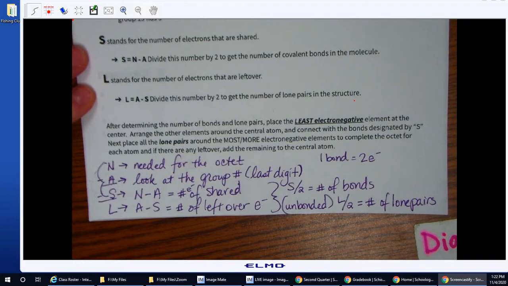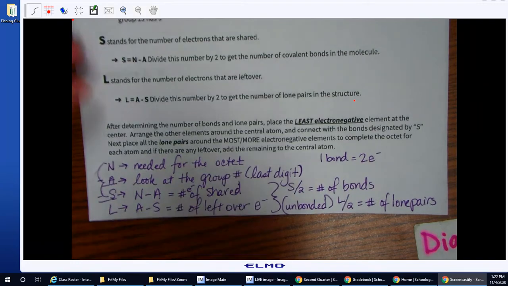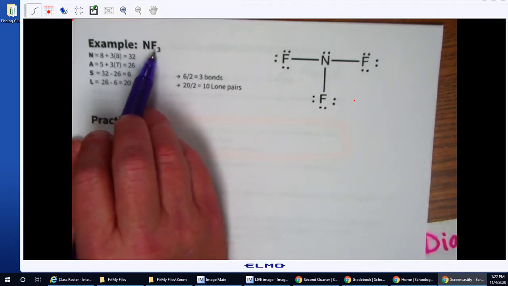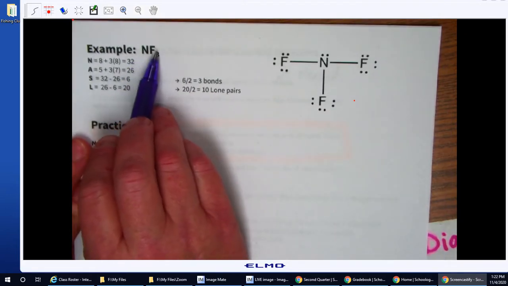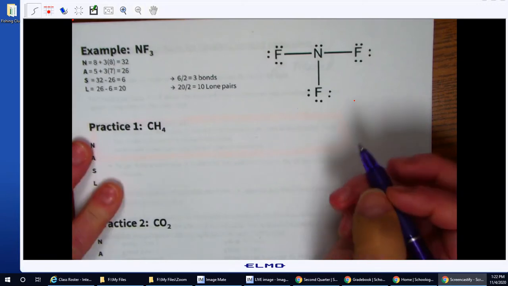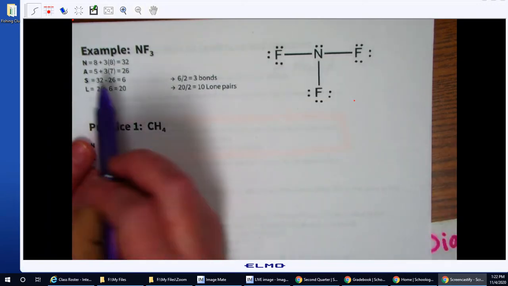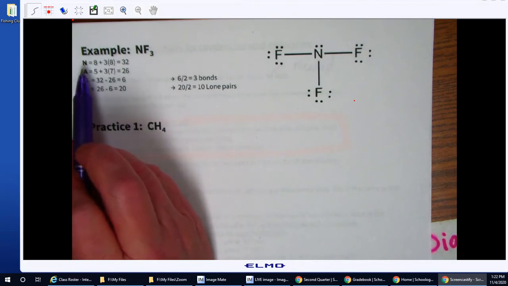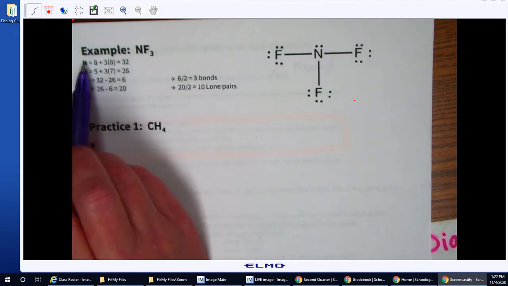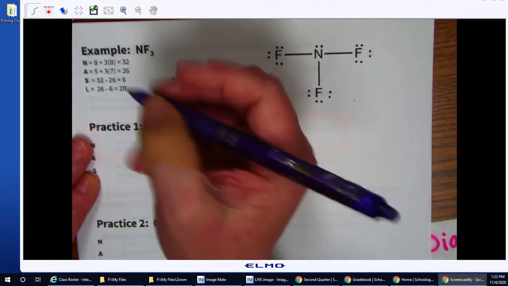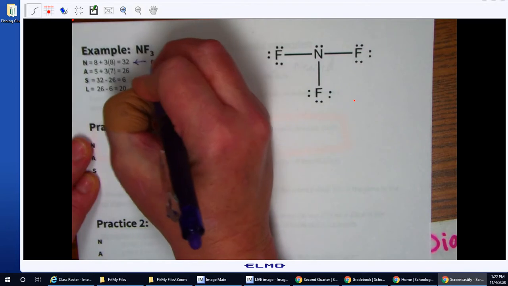Now, this is a lot easier to understand when you actually do the work. So let's look at that. Let's do some practice problems. So I have an example here, and hopefully you remember how to name this from last week. This would be nitrogen trifluoride. And this one's already done for you. So let's just go back and look at what this means. So I've got nitrogen. This is nitrogen, but this is actually needs. So the needs represents the octet.